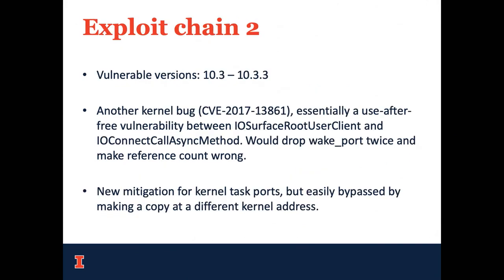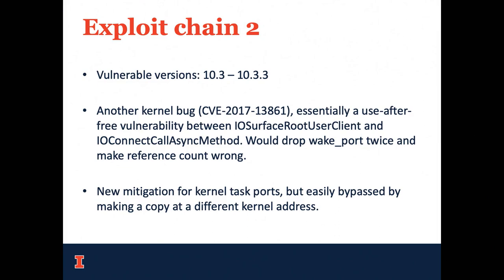The second exploit chain started with vulnerable version 10.3 and was patched in 10.3.4. It abused another kernel bug, a use after free vulnerability in IOSurfaceRootUserClient. It is known as the async bug. It was reported publicly by several people at the same time.